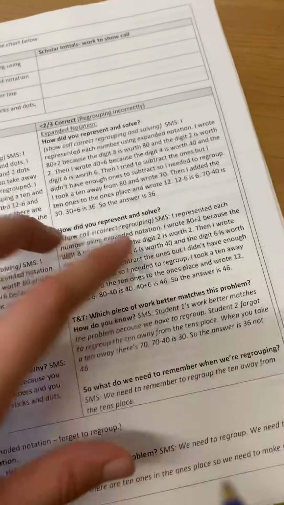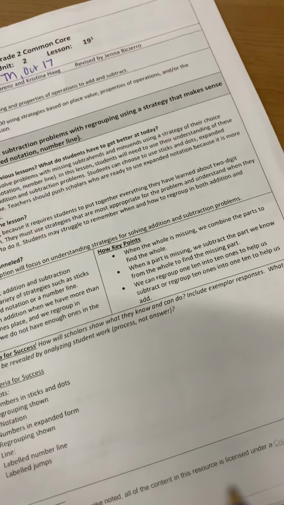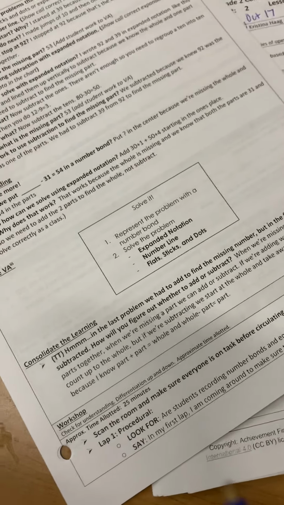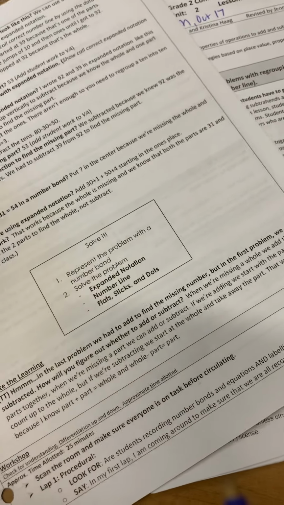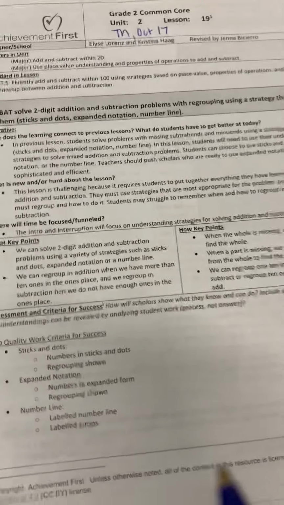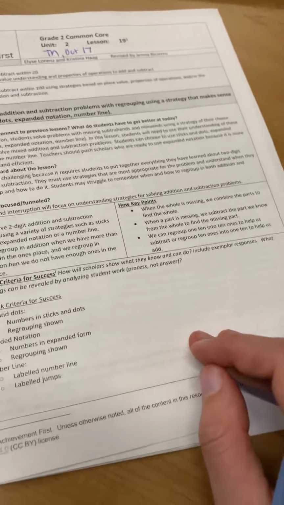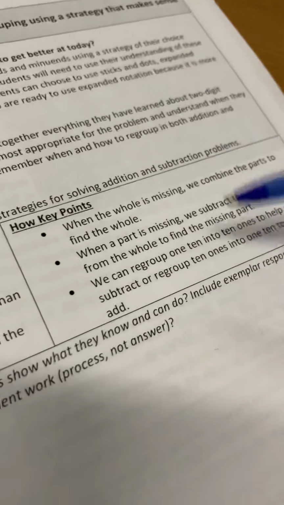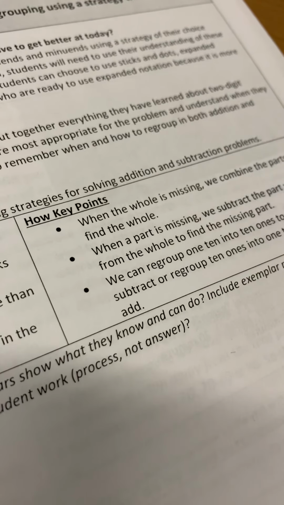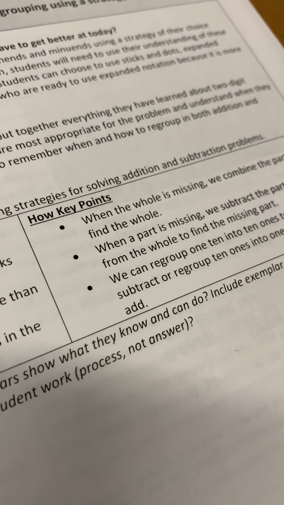This is all solving. None of this is thinking about the work that we did yesterday, which was focused on actually making sense of what the problem is about. Where did you start and why? This is all the solving. Whereas the bulk of your work, both on Wednesday and Thursday, needs to actually be in the representing and making sense of the problem. So this is where these key points are very kitschy, but when the whole is missing, we combine the parts to find the whole. When the part is missing, we subtract the part.